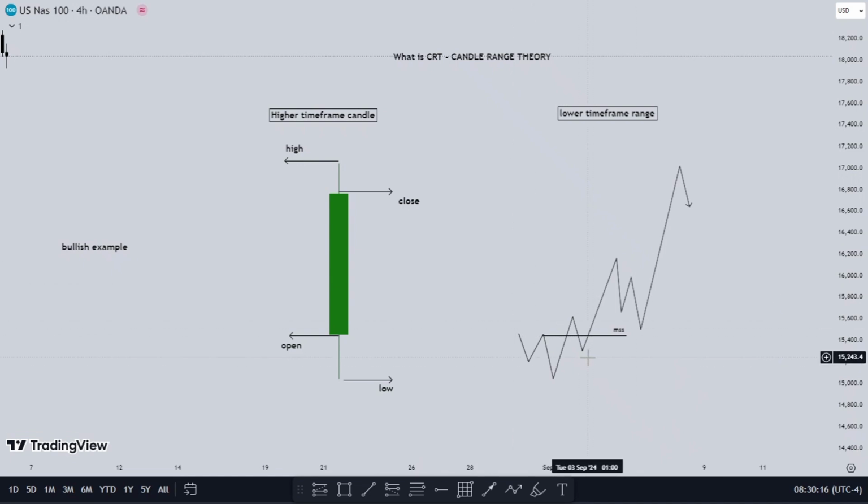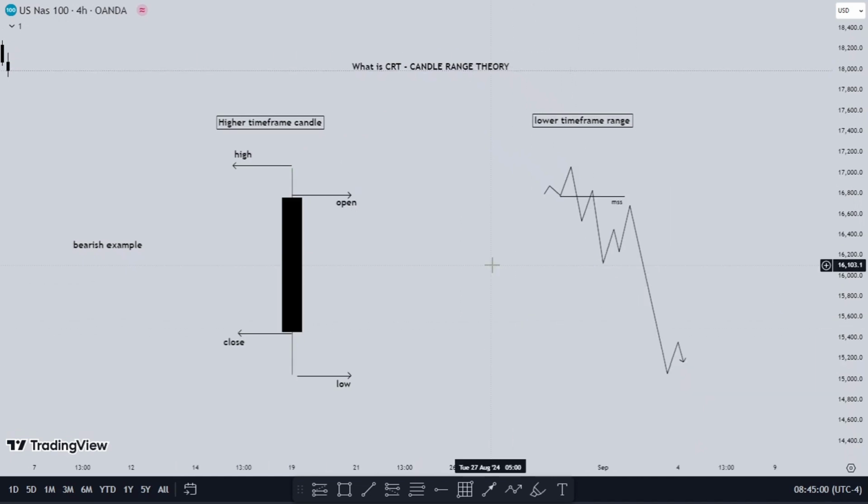So let's move to the bearish example. Now this is our bearish example. Everything that you see here is the same thing with what you saw previously. The only different thing is the direction. So as you all know, when we're expecting a bearish candlestick, we'll have the open, and then we'll have the manipulation higher, and then we distribute lower to create a low of the candlestick, and then we close.